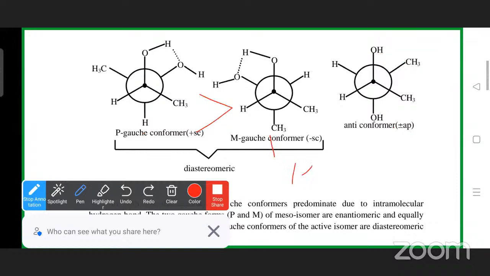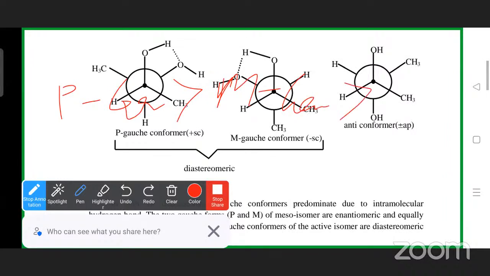This is less stable, this is more stable here. So the order is P gauche, then M gauche, then anti, then eclipsed. This is the stability order of the various conformers of the active conformation. Not meso. In the meso, the P gauche and M gauche are both equally populated, with equal stability. But here in the active conformation, the P gauche is the most stable.